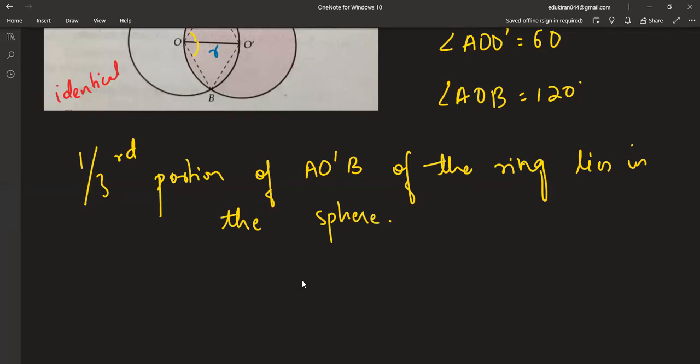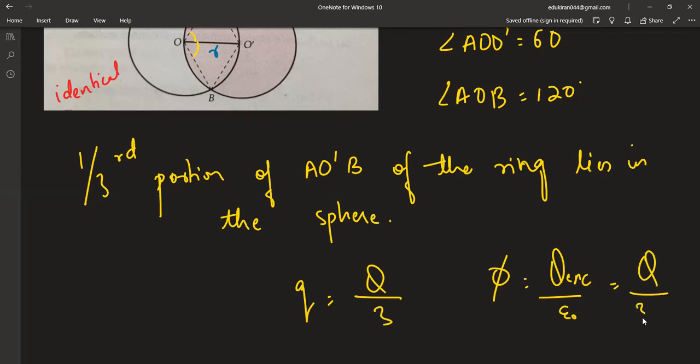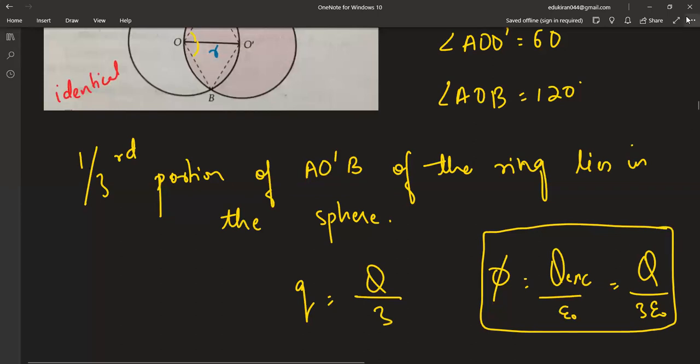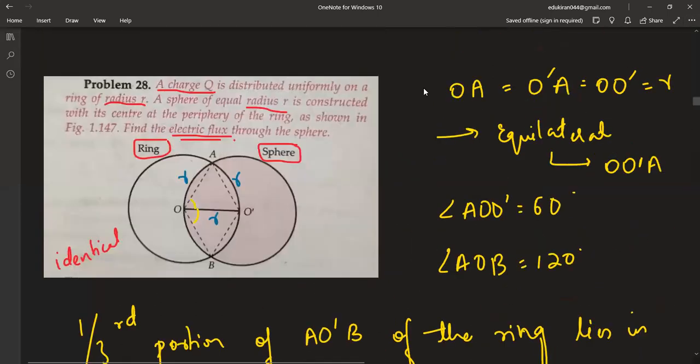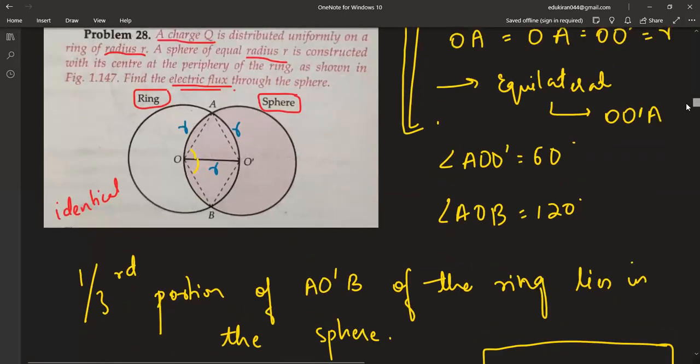What would be the charge enclosed? Total charge was Q, so only 1/3 of it, that is Q by 3. What will be the flux? Flux is Q enclosed by epsilon naught, that is Q by 3 epsilon naught. This would be the answer. So the answer will come in one line only, but this part was important to identify. Note it down. One very important question we'll see after this. It's a little lengthy also. You should try it by yourself.